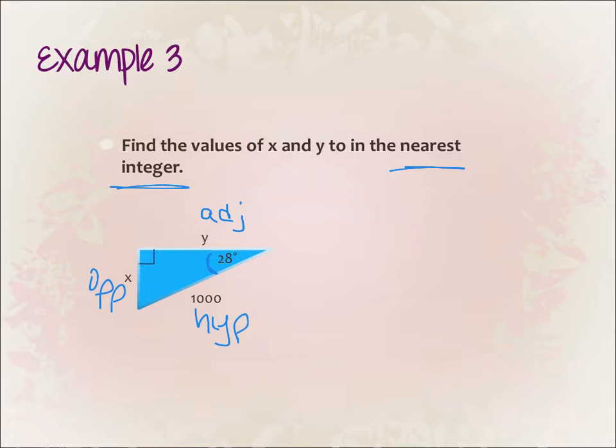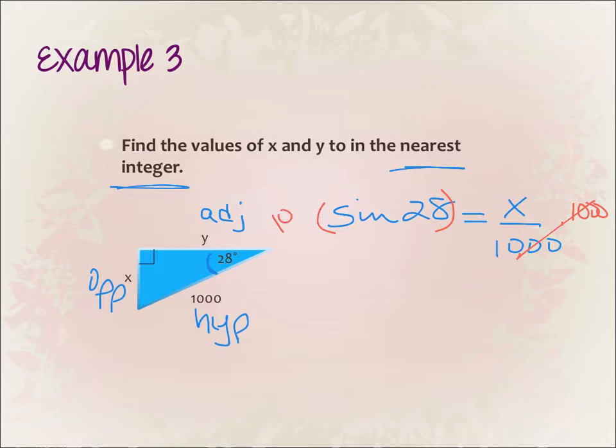Okay, we're going to do sine because that uses opposite and hypotenuse. And I can only have one unknown, and my one unknown is the opposite. So I'm going to do sine of 28 is equal to x over 1,000. Everybody with me on that? And then just like last night's homework, we're now going to solve for x. We need to get the 1,000 out of the denominator. So we're going to multiply both sides by 1,000. That cancels out, and our final answer is just going to be the sine of 28 times 1,000.